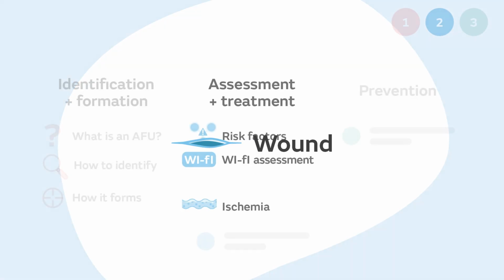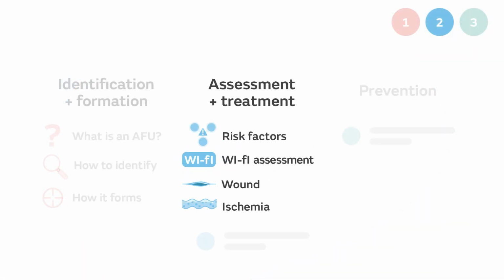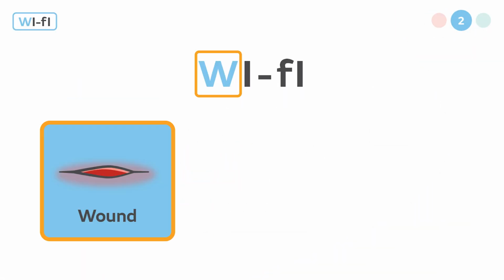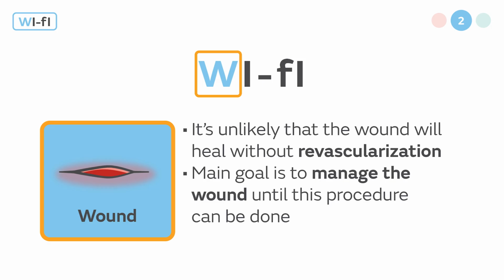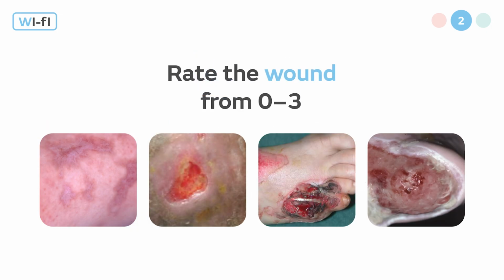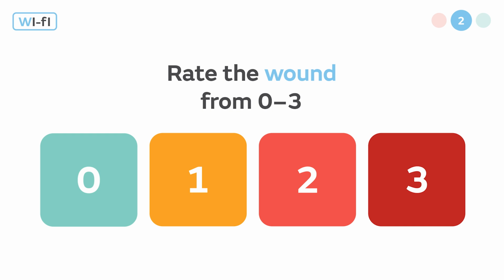Wound. Now that you understand the level of ischemia you're dealing with, let's rate the wound itself. Keep in mind that it's unlikely that the wound will heal without revascularization. So your main goal here is to manage the wound until the procedure can be done. We'll also rate this from a 0 to 3.